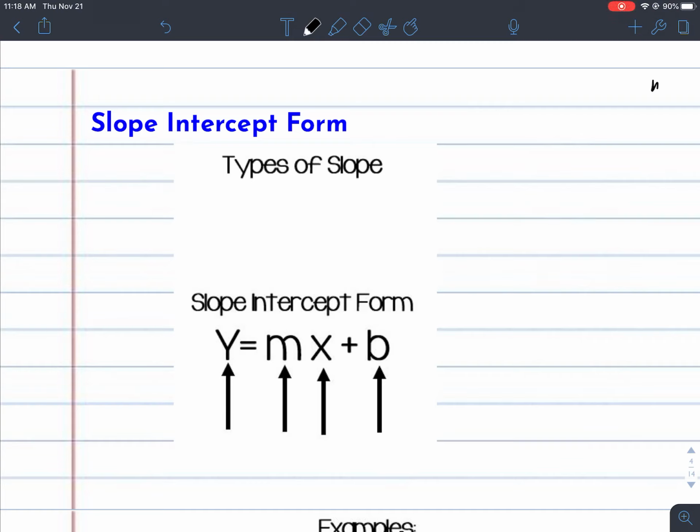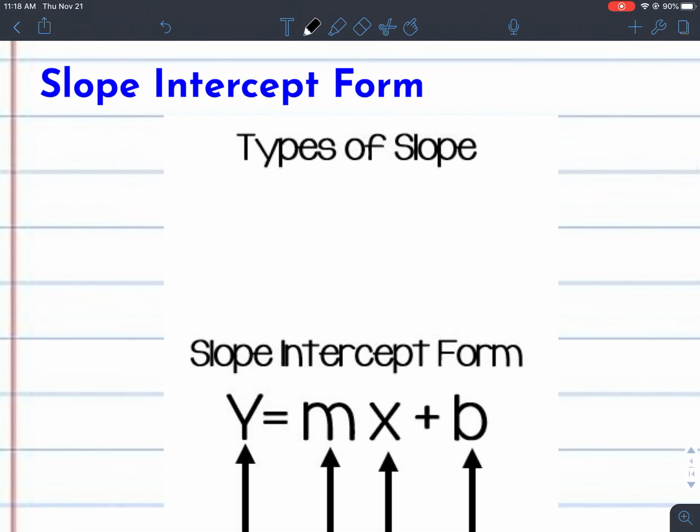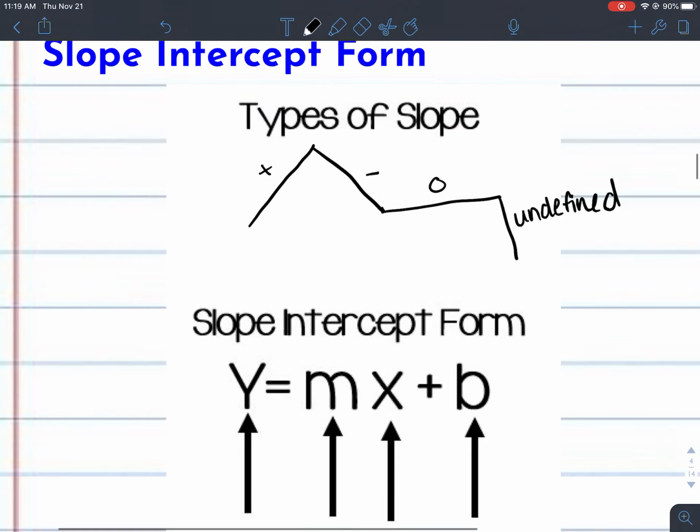Hello, this is a video that's going to discuss the types of slope and graphing lines using slope-intercept form. So the start of your notes for this lesson, we talked about the different types of slope. There's positive, negative, which is kind of a review from last class, zero slope, and then undefined. So those are your four different types of slopes.